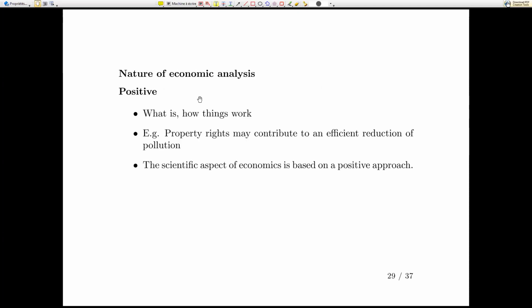Very briefly, as most of you know, economics has 2 dimensions to it, positive and normative. Positive is not being cheerful. It's about describing what actually happens, what is, how things work. We develop models to try and understand how things are as we observe them, and hopefully make predictions about how things will happen in the future.